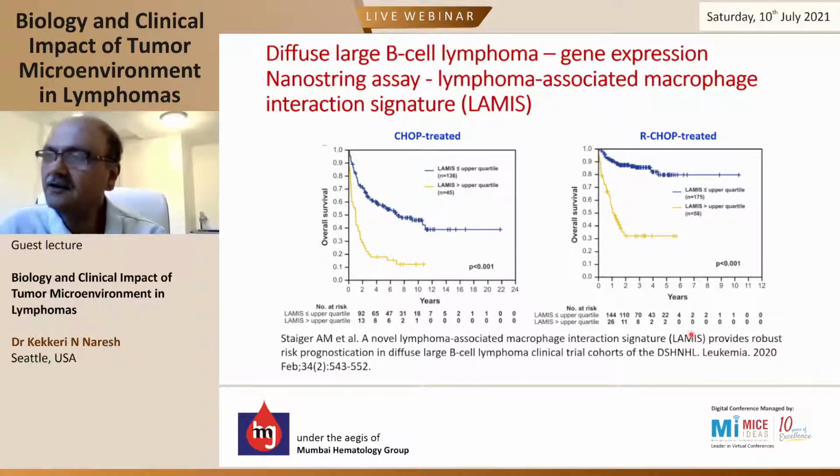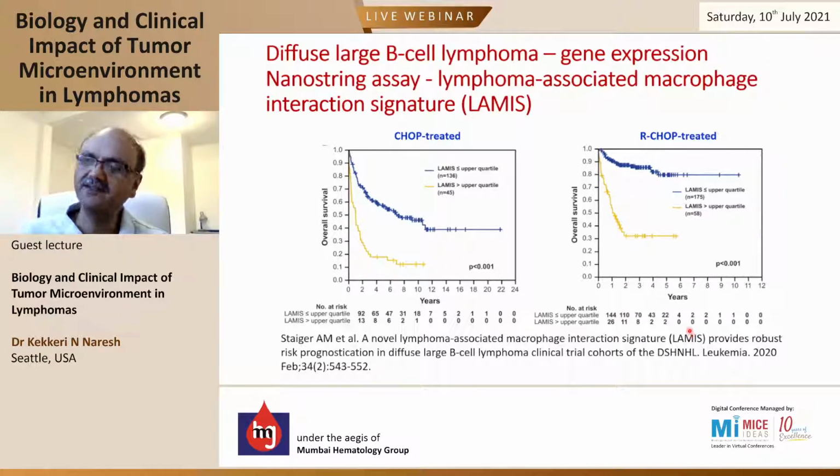In more recent times, the requirement of a microarray analysis has come down. Now a select number of genes can be tested very robustly on a nanostring assay. And here you can see the nanostring assay has been used in this study on diffuse large B-cell lymphoma, which looked at a signature of a macrophage, an M2 kind of macrophage. And those cases which had a lower macrophage signature did better than those which had a high macrophage signature on the nanostring assay. And this was true both with the CHOP-treated patients and with the R-CHOP-treated patients.